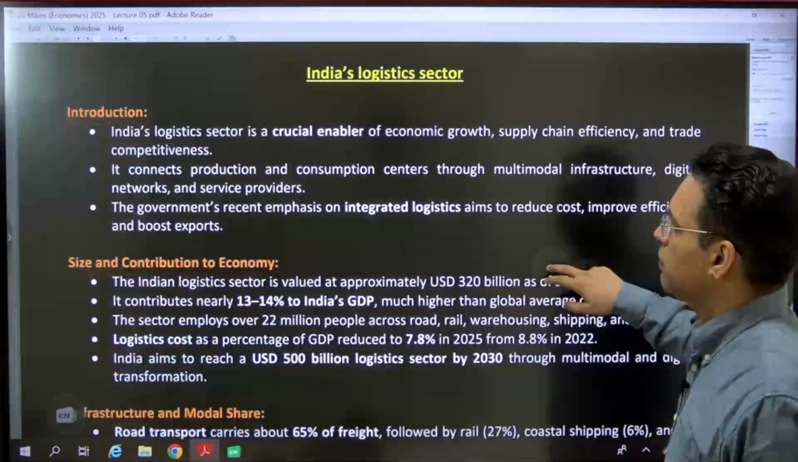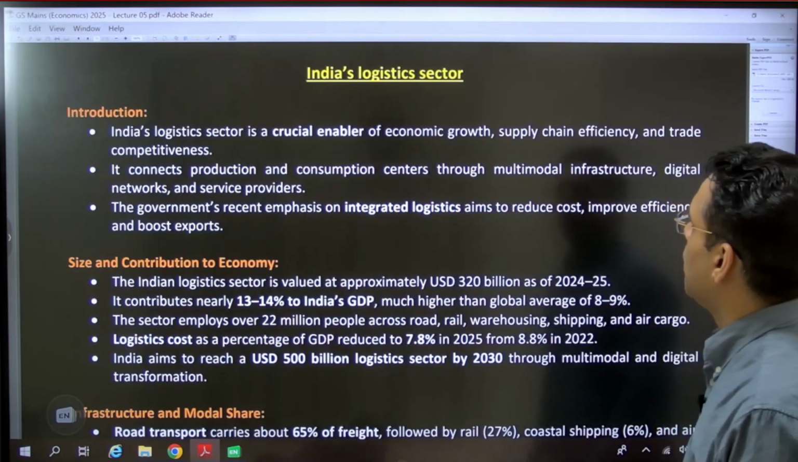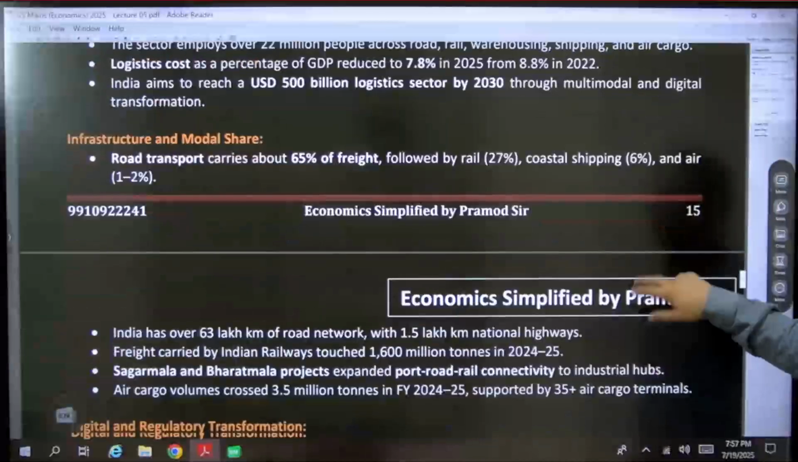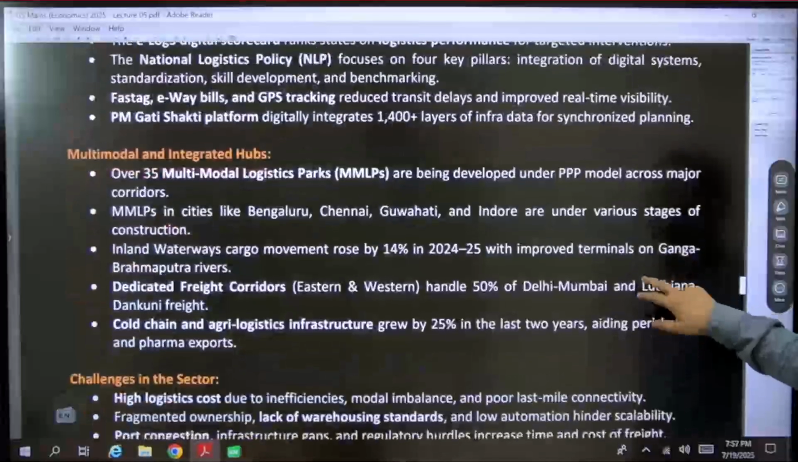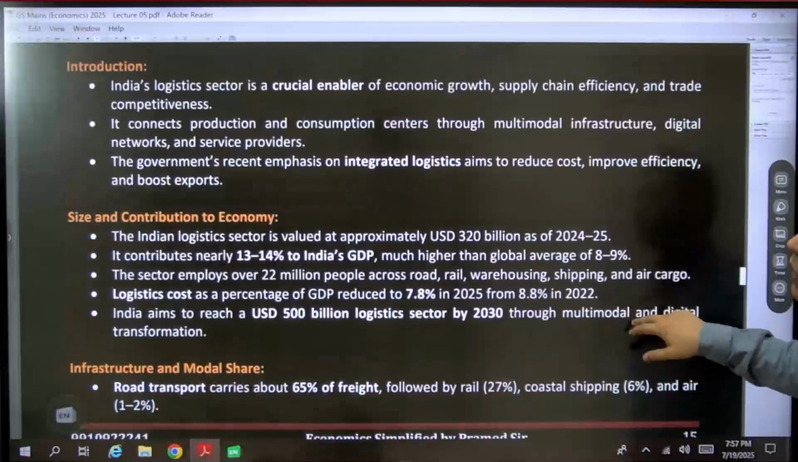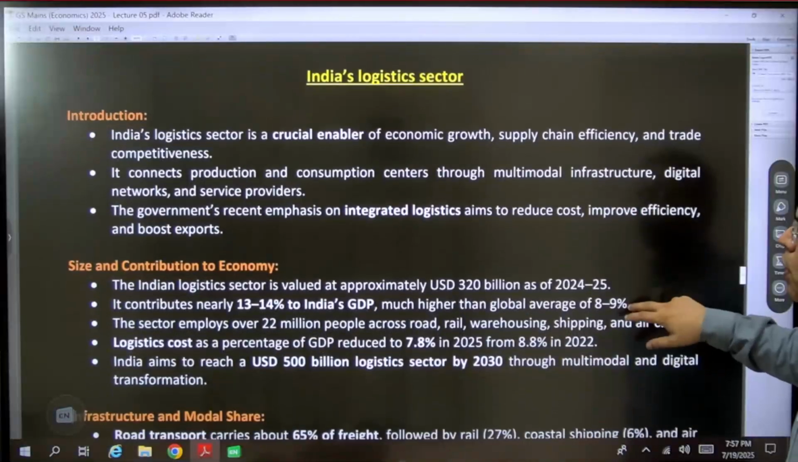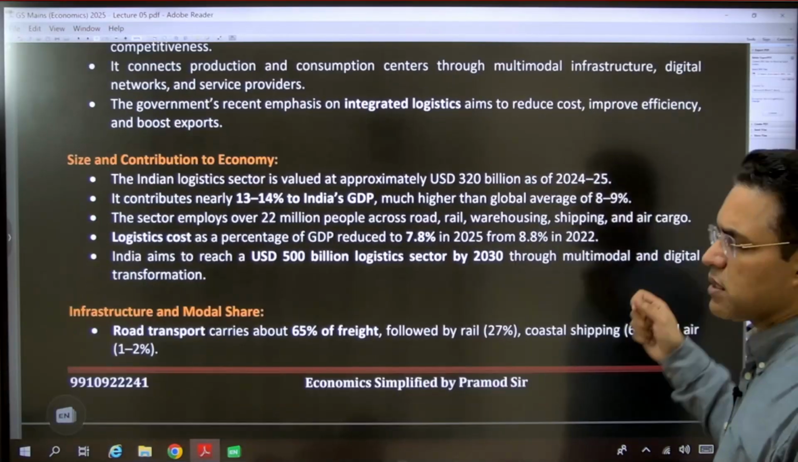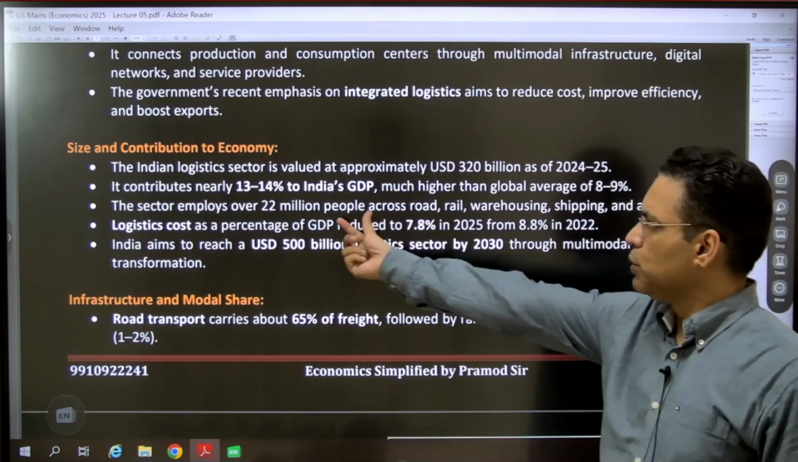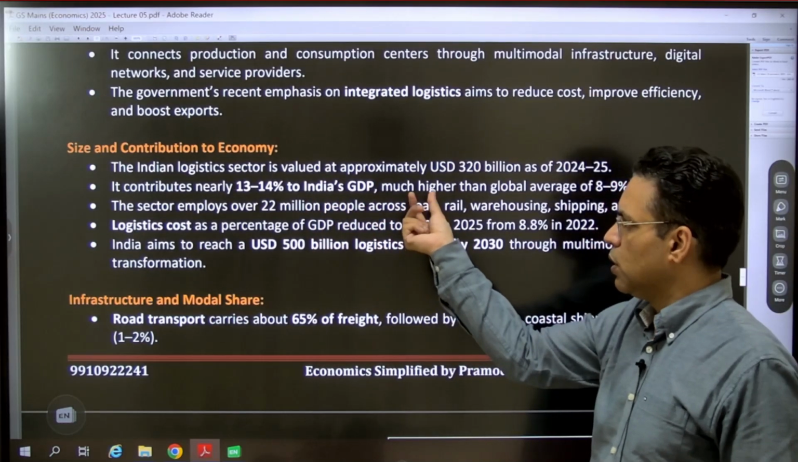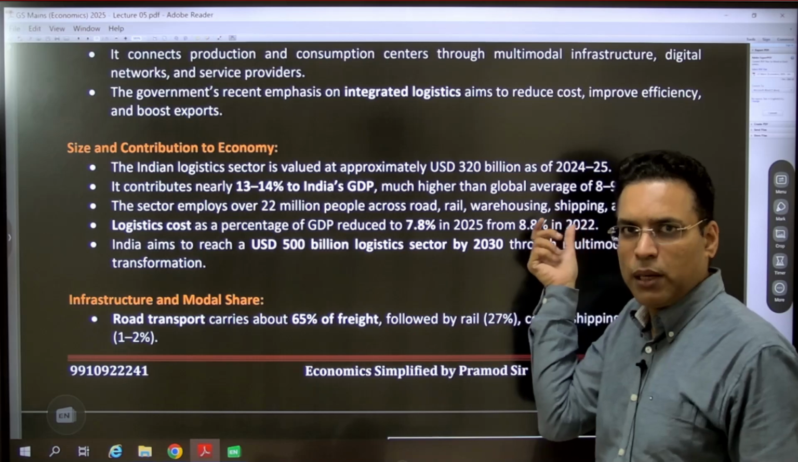India's logistics sector is a crucial enabler for economic growth. इसको आप देख सकते हैं. Data is important here. अब logistics sector में, why? So we have government scheme, national logistic policy. India contributes 13 to 14% of GDP contributes logistics में, but global average 8 to 9% है.